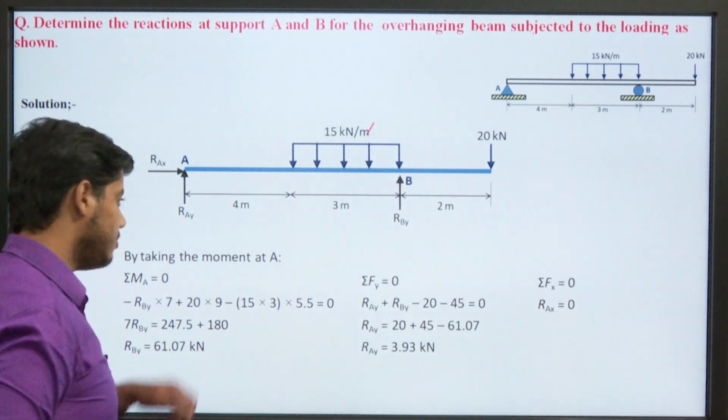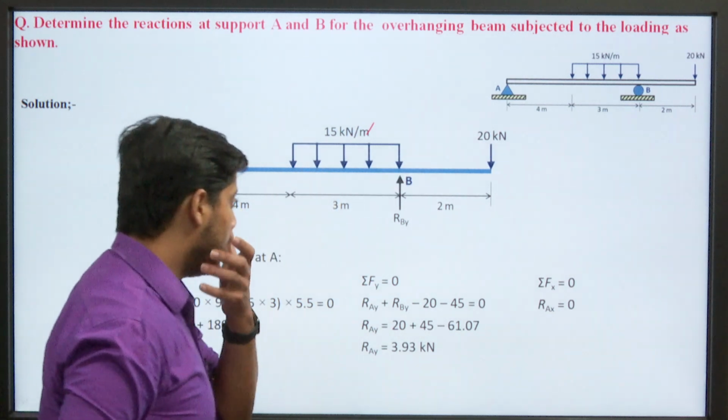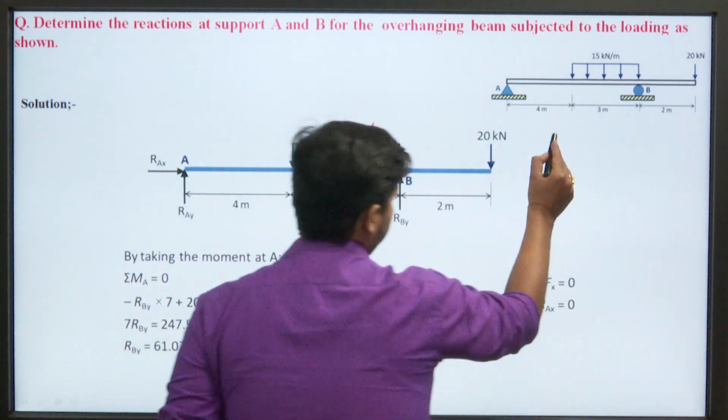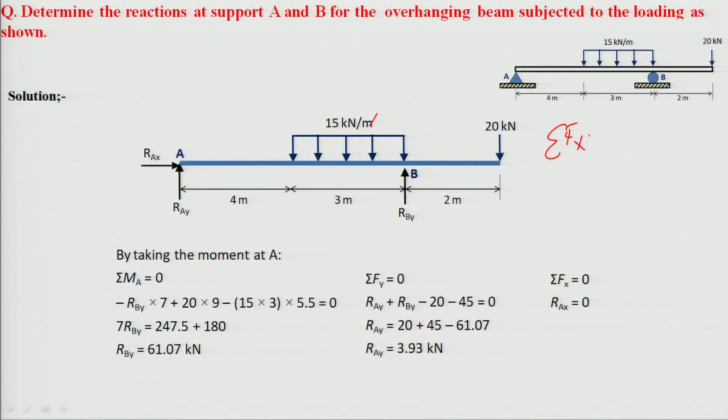So, now let us focus. The first step is summation of Fx equal to 0. Summation of Fx equal to 0 means RAX equal to 0, because there is no other horizontal force acting on this body. Next is summation of Fy equal to 0. It means the summation of all the vertical forces is equal to 0. So, what are the vertical forces acting on this member?